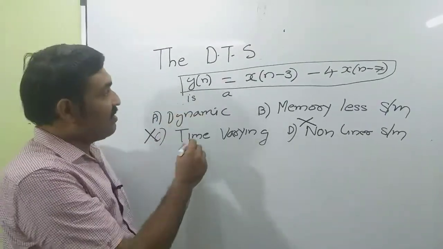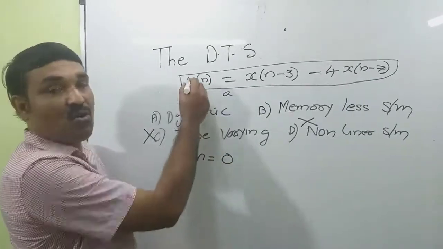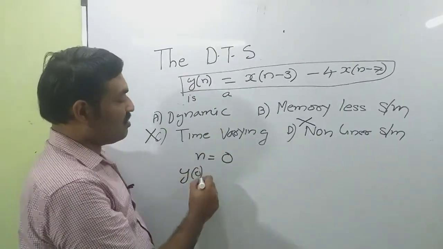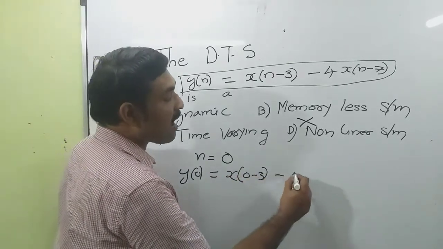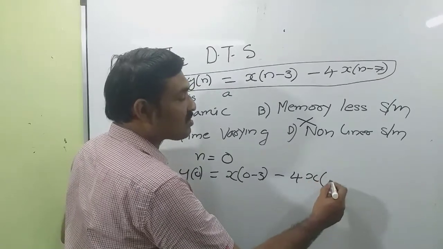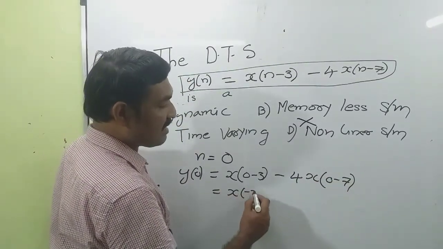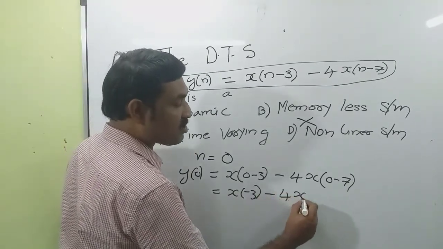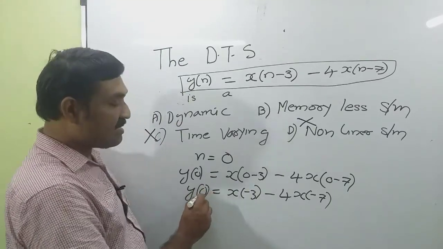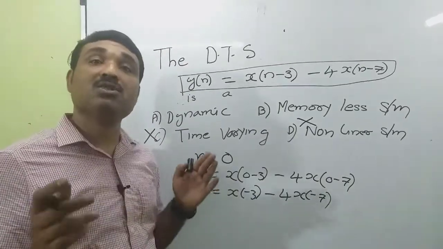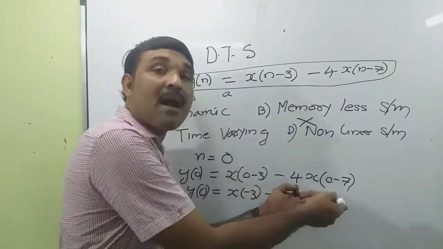Now let us check the value of y of n when n is equal to 0. So y of 0 is equal to x of 0 minus 3 minus 4 times x of 0 minus 7. So this is equal to x of minus 3 minus 4 times x of minus 7. So the value of output at n equal to 0 depends on the past values, that is x of minus 3 and x of minus 7.